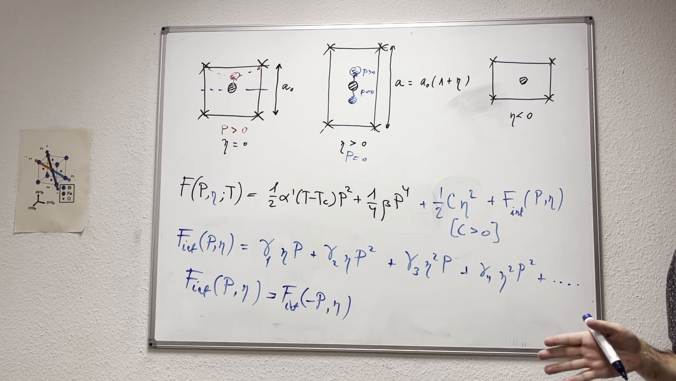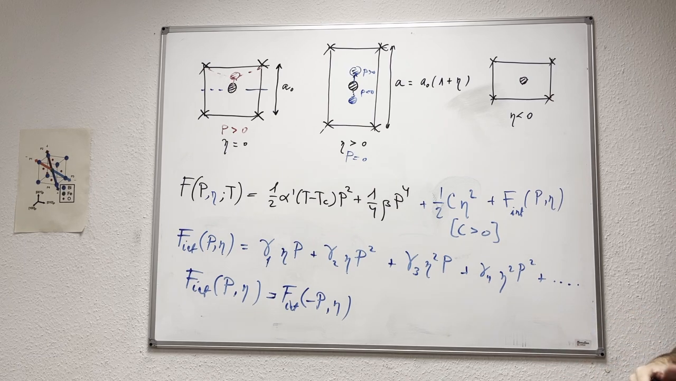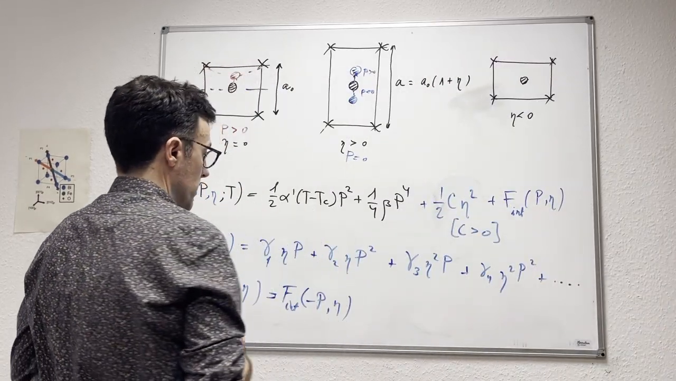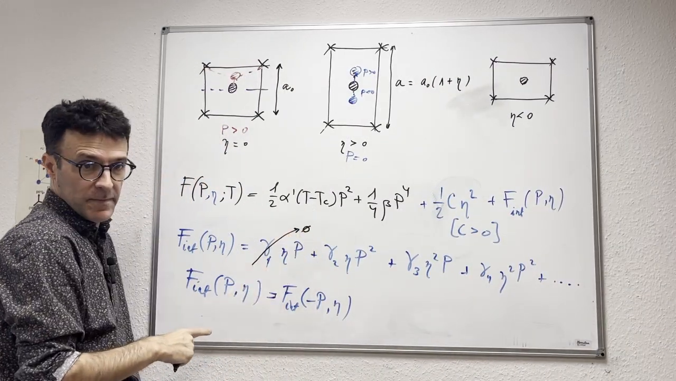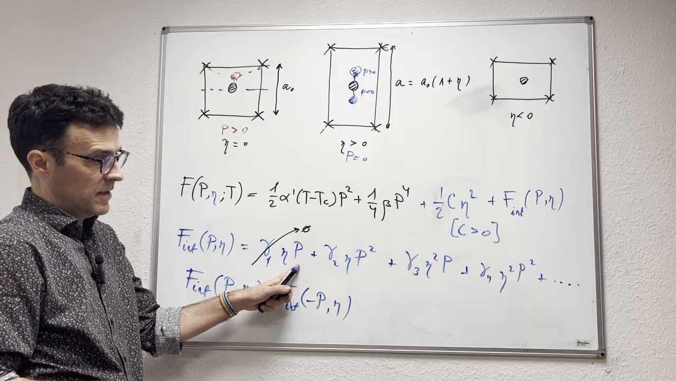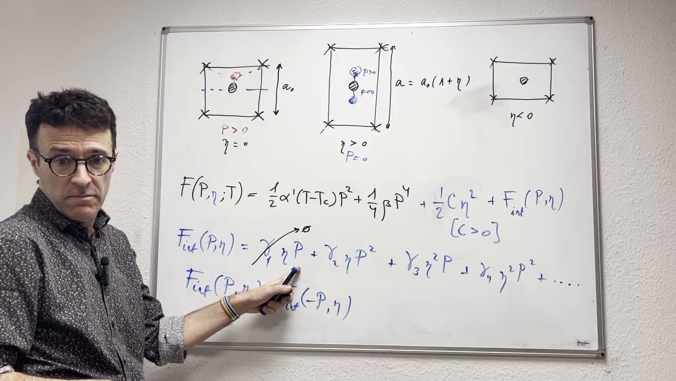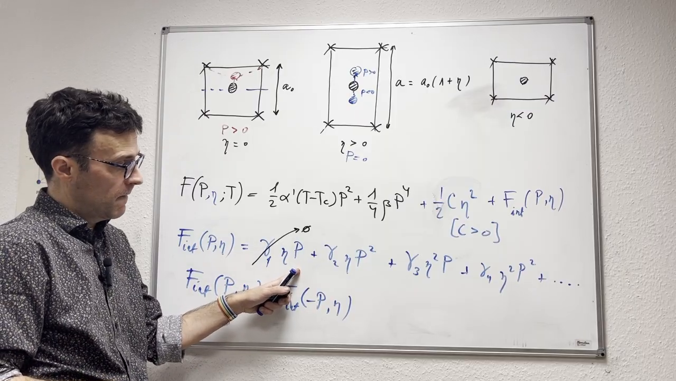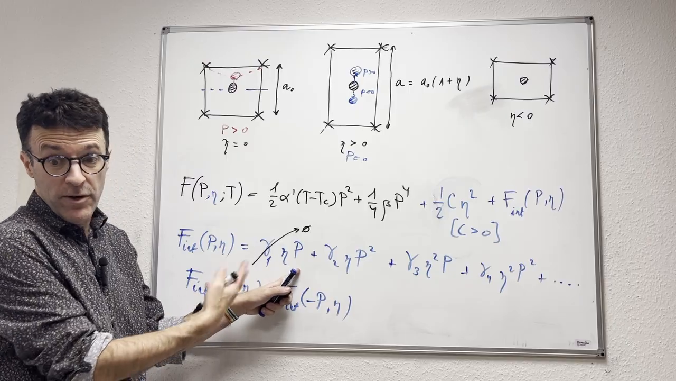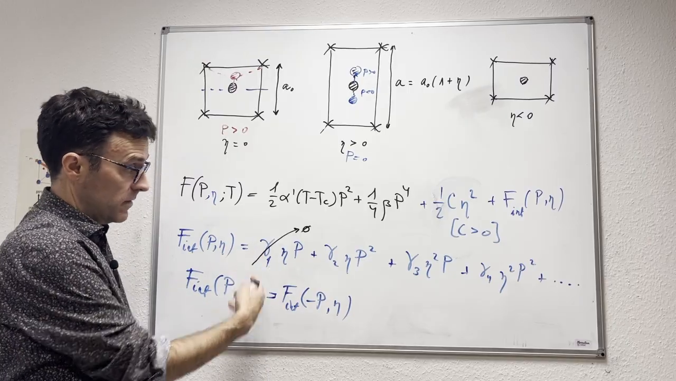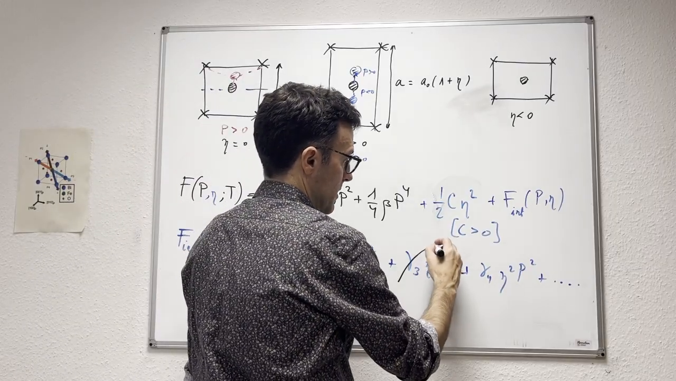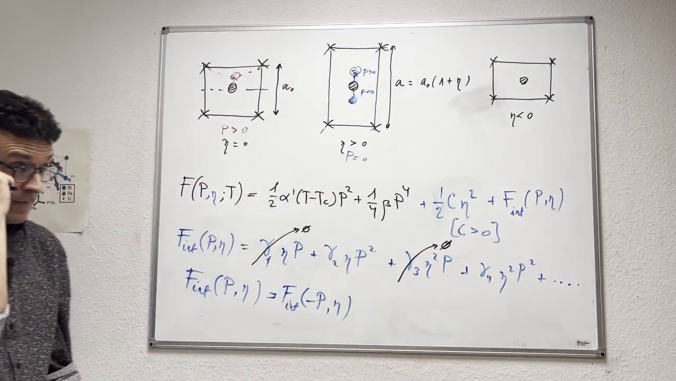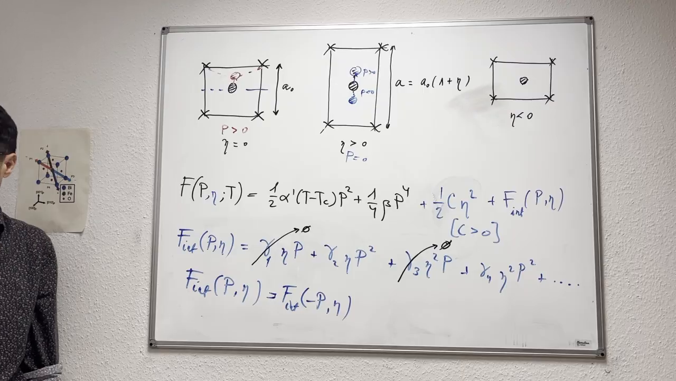All right? But if this is the case, then by symmetry, we already know that this Poisson parameter has to be 0, because here I have a term that is linear in the polarization. That will violate this condition if it were to be different from 0. And this gamma 3 also has to be 0. Right?